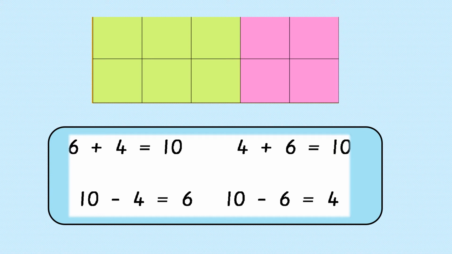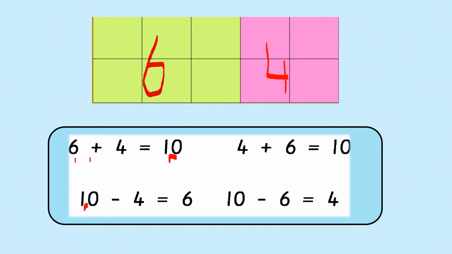All right, so how many were green? 6, that's right, 6 were green. And how many were pink? 4. Now you all would recognize this because we've been doing lots and lots of work all year with 10 frames, haven't we? So if 6 are green and 4 are pink, how many are there altogether? Well done, 10. So your 4 number sentences could be 6 plus 4 equals 10, or 4 plus 6 equals 10. Then you could write some takeaway number sentences.